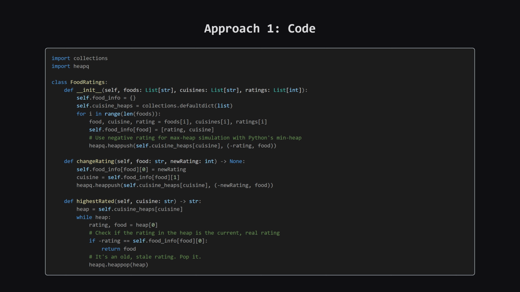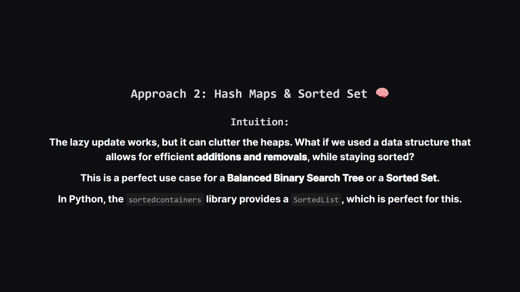The change rating function simply updates our info map and pushes the new rating onto the heap. And finally, highest rated contains that cleanup loop we just talked about. It keeps popping stale entries from the top until it finds a valid one. Now, that lazy update approach is clever, but it feels a little messy, right? Our heaps can get filled with old data.